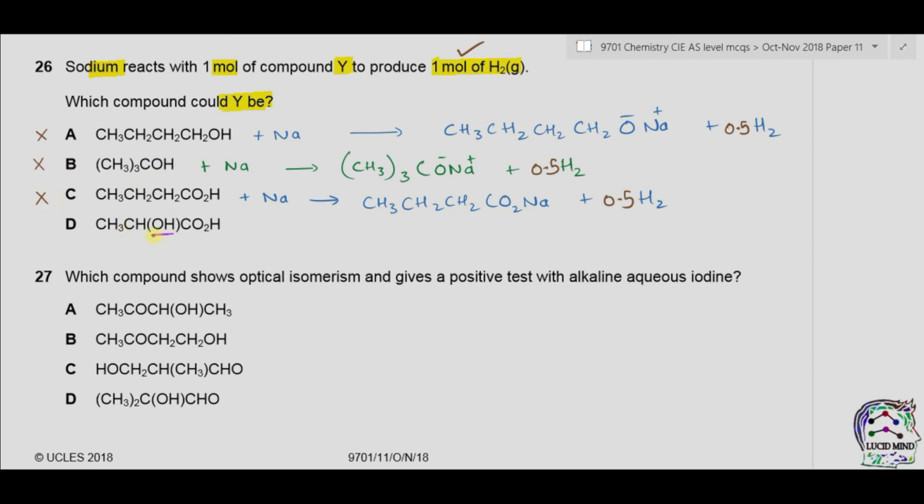In D, we have 2 functional groups. One is alcohol and one is carboxylic acid. So both will react with sodium. First is the reaction with alcohol to form alkoxide. So the product is CH3CHONa. And second product is with carboxylic acid. So instead of CO2H, it will be CO2Na. As one hydrogen is lost from this side, one hydrogen is lost from this side. So H2 molecule is formed. Now equation is already balanced. So we have 1 mole of hydrogen being formed from 1 mole of compound D. So therefore correct answer is D.